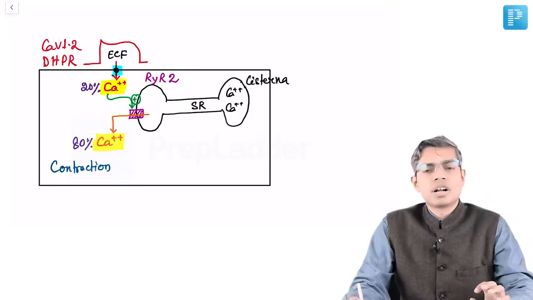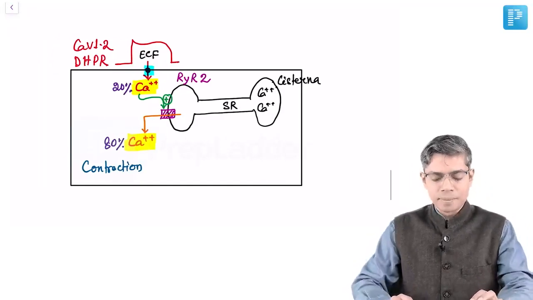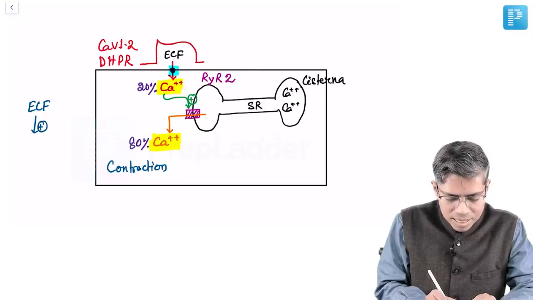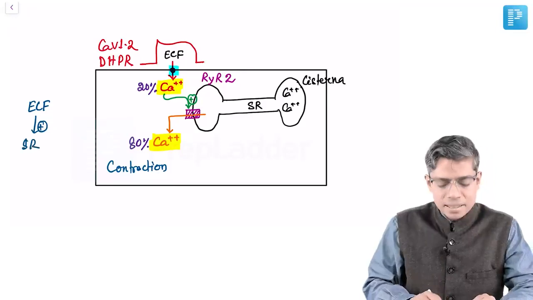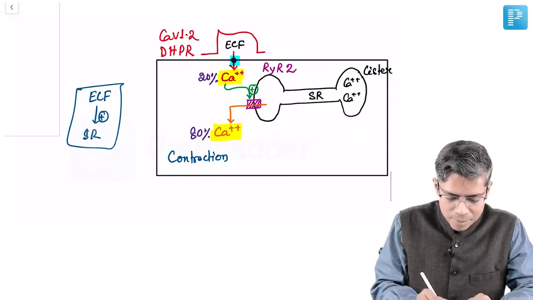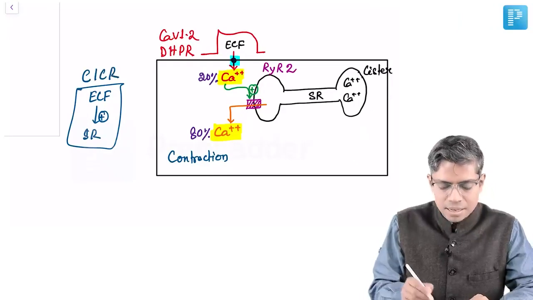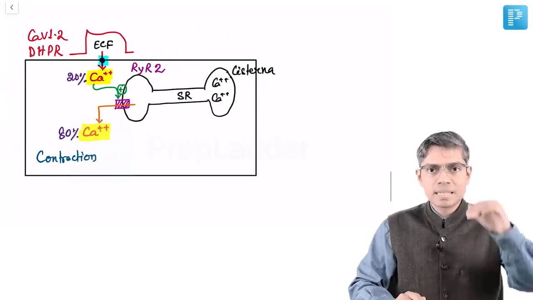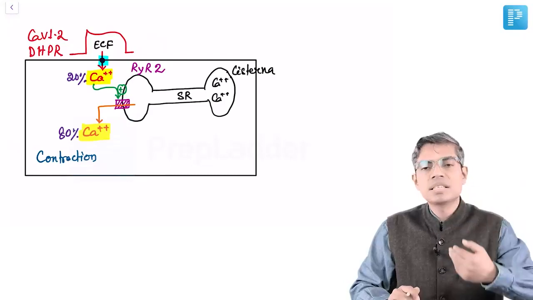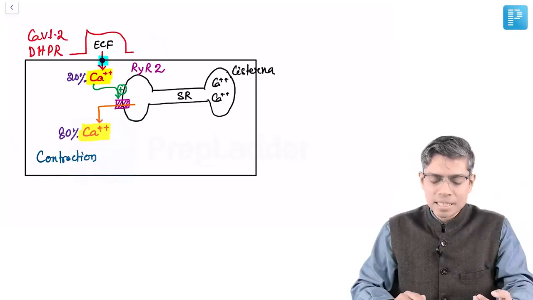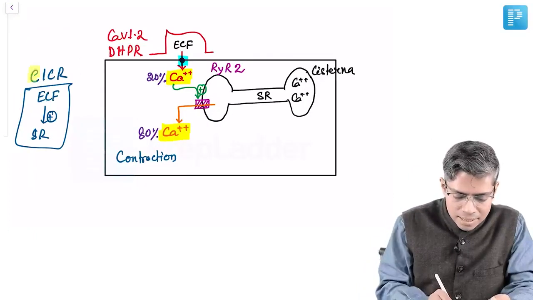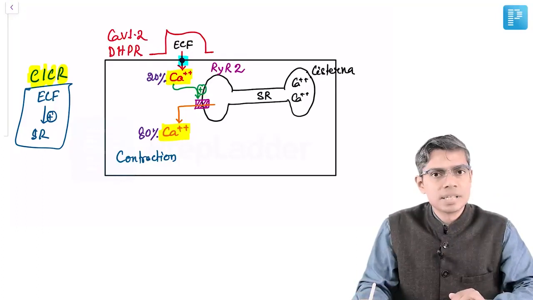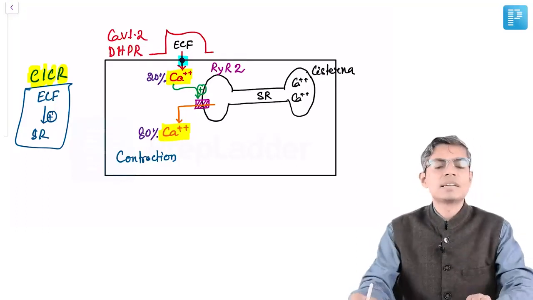This is going to cause contraction of the myocardium cell, and this phenomenon by which the ECF calcium is stimulating the release of sarcoplasmic reticulum calcium, I told you the name of this mechanism. This mechanism is known as CICR, the calcium induced calcium release. One calcium which is coming from ECF is inducing the second calcium release from sarcoplasmic reticulum. That's why this is known as calcium induced calcium release. One calcium is inducing another calcium release. So this is a very, very essential phenomenon in case of myocardium.